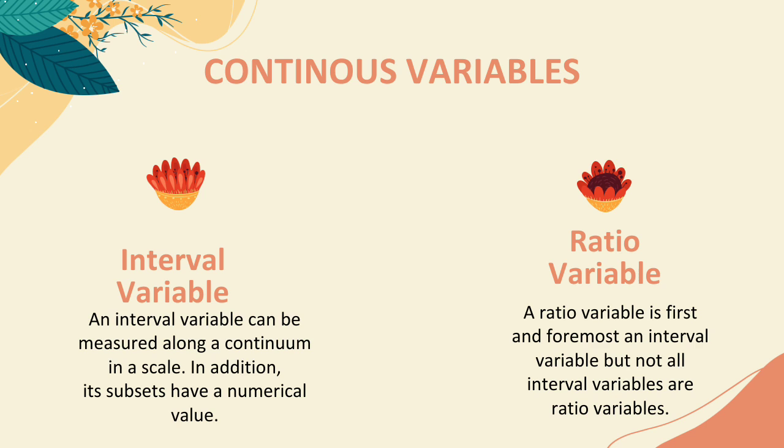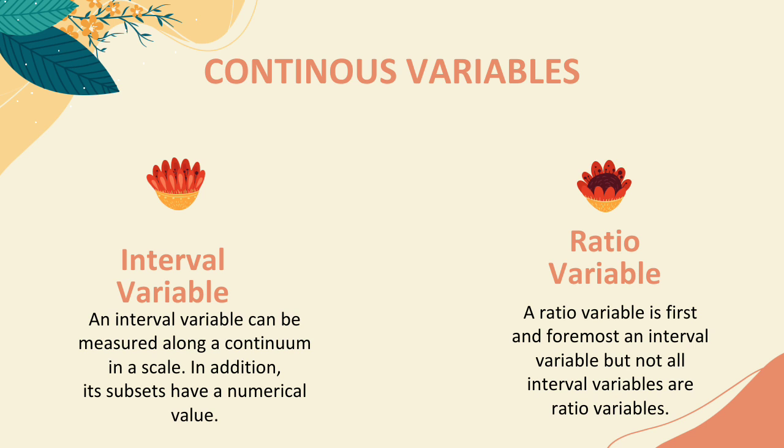For example, the difference between 20 degrees Celsius and 30 degrees Celsius is the same as that between 30 degrees Celsius and 40 degrees Celsius. Interval variables don't have a true or absolute 0 point. A reading of 0 degrees Celsius doesn't indicate a complete lack of temperature.